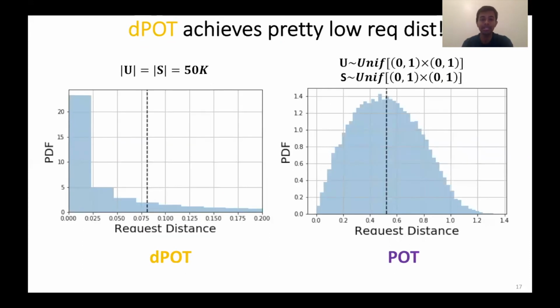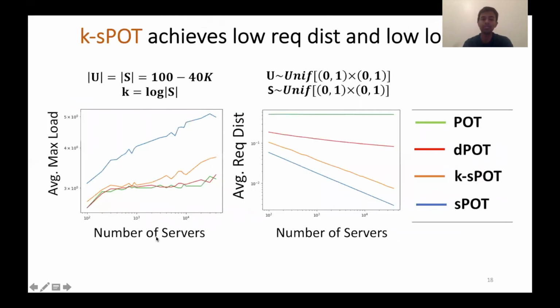Another thing we see here is that dPOT achieves pretty low request distance. As you can see here, the PDF for the request distance is towards the left for dPOT as compared to POT. The dotted line here is the expected request distance. The right figure is for POT, and it has a higher expected request distance compared to the dPOT policy. We also perform simulations for the KSPOT policy.